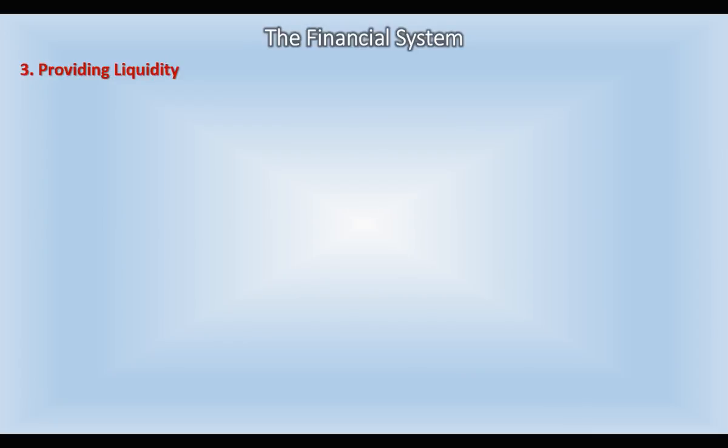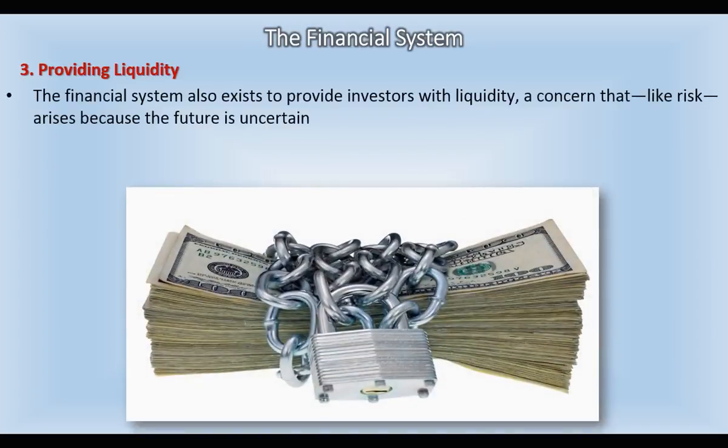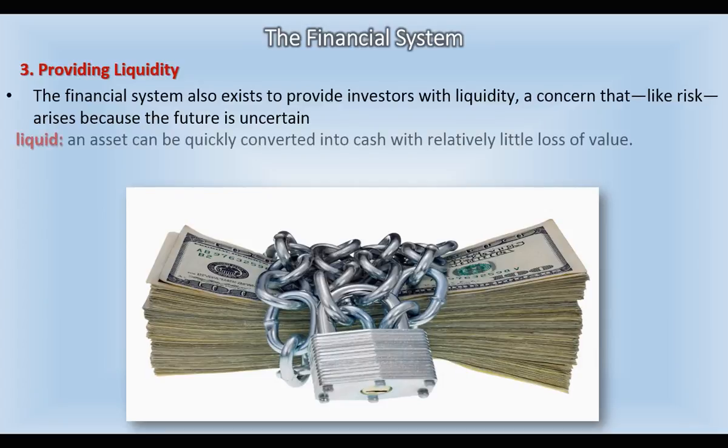All right, so the third purpose of the financial system is to provide liquidity. The financial system also exists to provide investors with liquidity, a concern that, like risk, arises from the uncertain future. What it means for something to be liquid is that an asset can be quickly converted into cash with relatively little loss of value. That's what it means to be liquid.